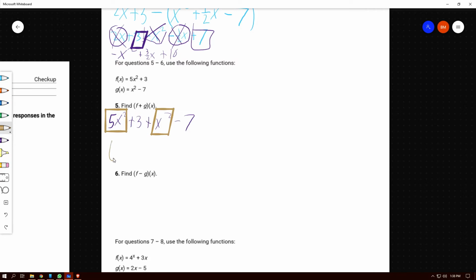So that's going to be a 6x squared. I then have a 3 and a negative 7. That's going to give me a negative 4, just by combining my like terms. All right, so I'm going to do subtraction now. My f function first, 5x squared plus 3 minus parentheses, right? I'm doing subtraction, so I've got to put parentheses, and then I write my second function. And then what do we do next?